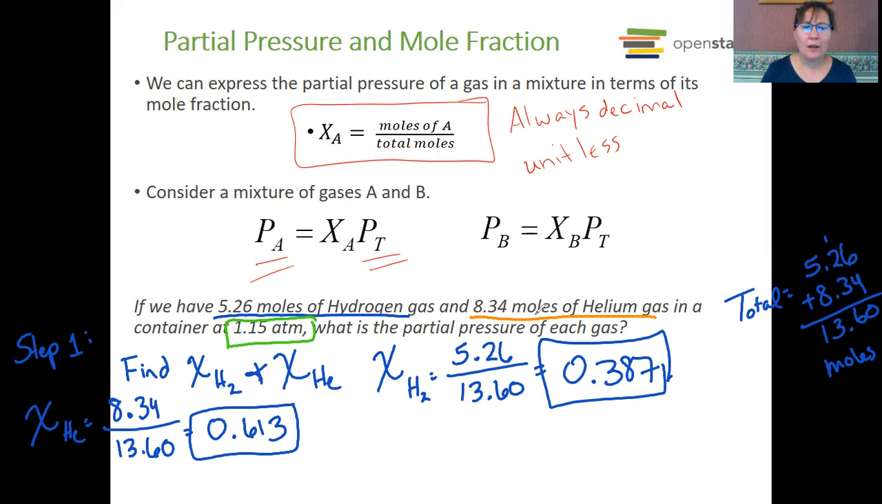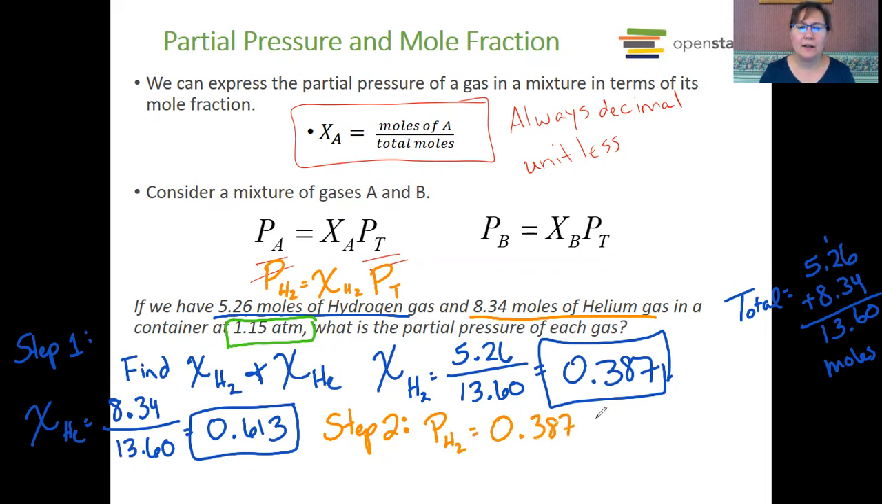All right, so now it wants the partial pressure. So step 2, it wants the partial pressure of each gas. Okay, so if the partial pressure is equal to XA, that means that the partial pressure of hydrogen is equal to the mole fraction of hydrogen times the total. So the partial pressure of my H2 is equal to 0.387 times 1.15. And I get 0.445 atmospheres for my hydrogen.